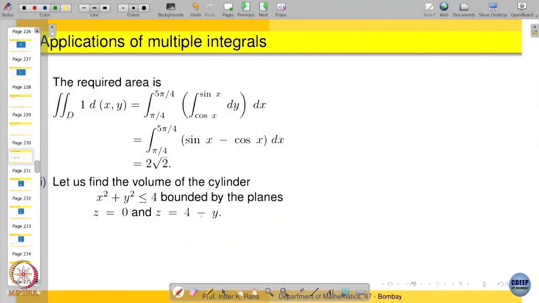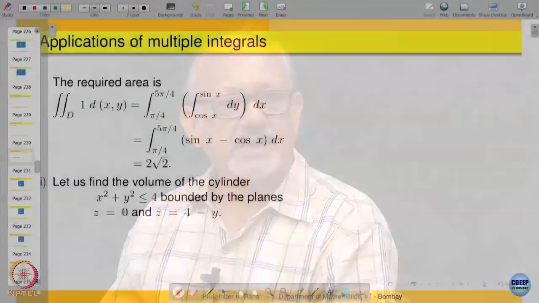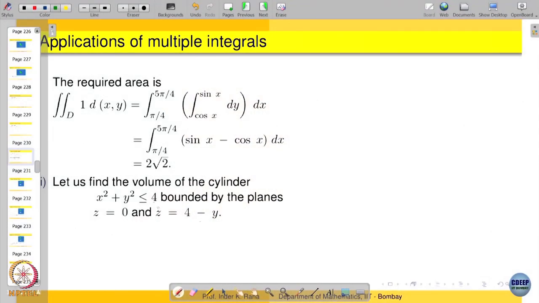Between z is equal to 0 and z is equal to 4 minus y. So it is a cylinder. If you visualize the x axis, then z is equal to 0 is the bottom, and up to how high it goes, z is equal to 4 minus y, right, is a function of y only, x is independent. So what will the triple integral look like? Projection is x square plus y square less than or equal to 4, right. So that is the region R.